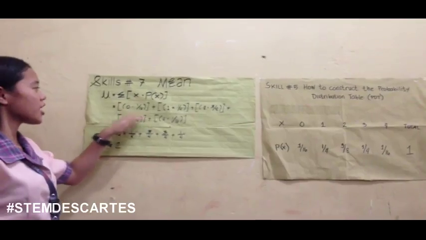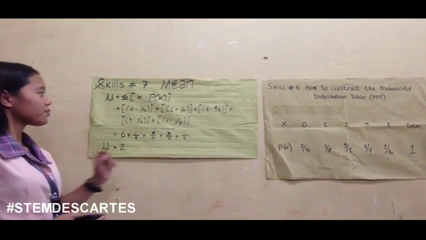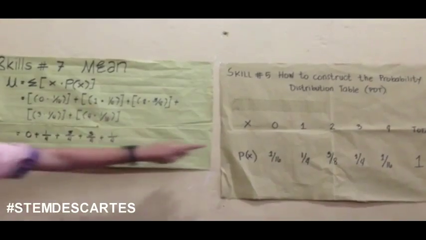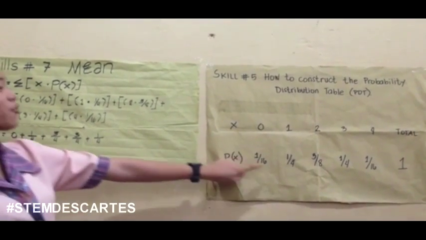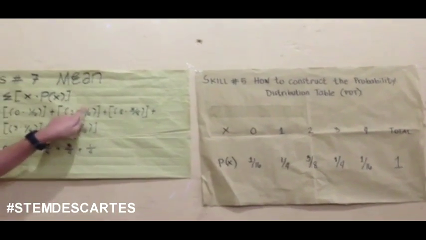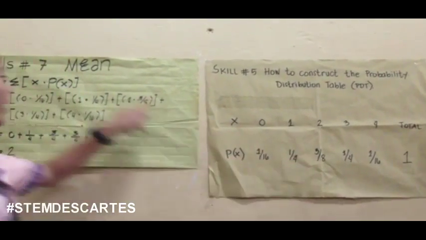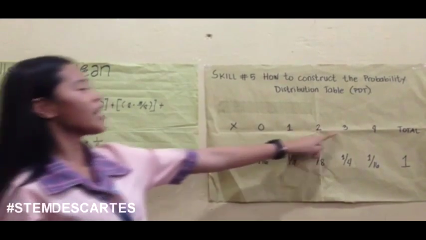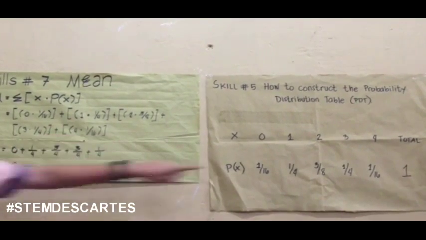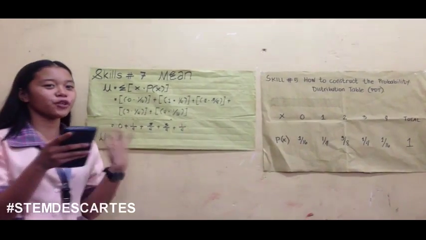So we will base this solution on the probability distribution table. We will substitute all the values of x and p of x. So 0 times 1 over 16 plus 1 times 1 over 4 plus 2 times 3 over 8 plus 3 times 1 over 4 and lastly plus 4 times 1 over 16. So get your calculator to compute all the answers.